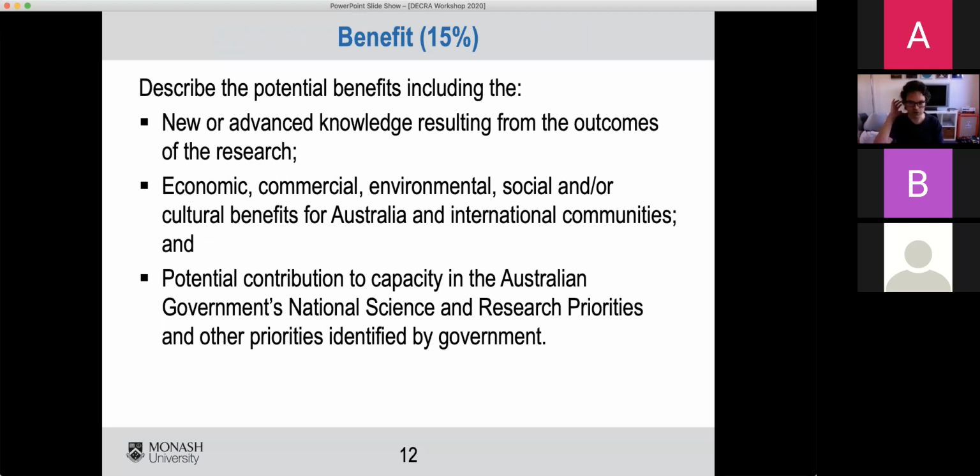New or advanced knowledge is considered a benefit of fundamental research, and the government recognises that, as does the ARC and the assessors and the College of Experts. Could be economic, commercial, environmental, or cultural benefits for Australia and international communities. And then again, we have the government's science and research priorities. So how is the research you're proposing to do aligning with what the government wants to achieve when they spend this $500 million or so?